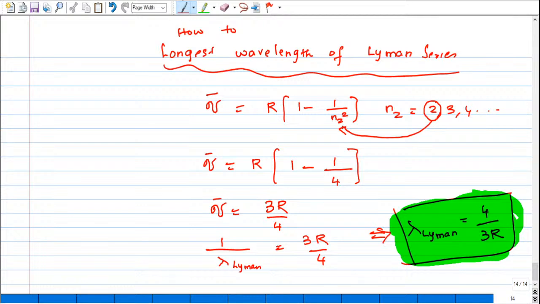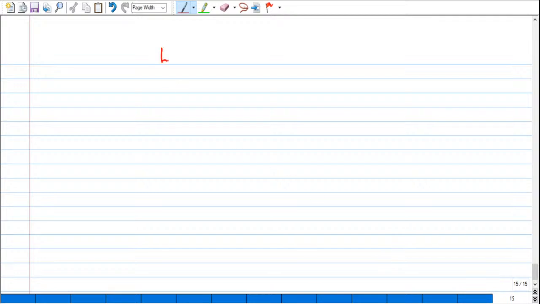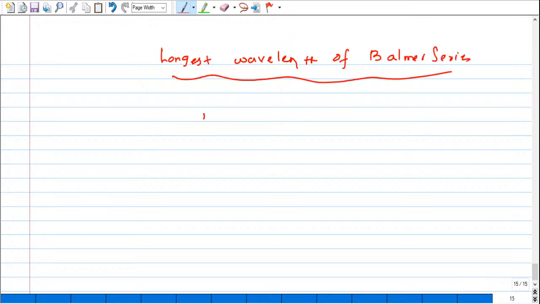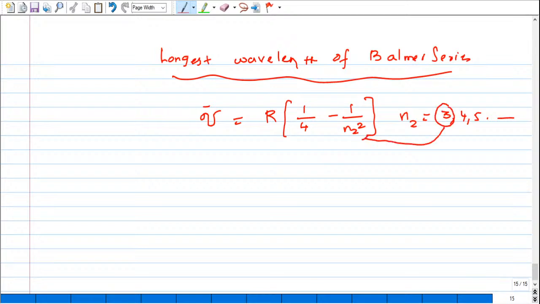Similarly, find the longest wavelength of the Balmer series. Let us write down here on the next page, the longest wavelength of the Balmer series. First, let us write the wave number. What is the wave number for Balmer? It is nu bar equal to R into 1 by 4 minus 1 by n2 squared. The value of n2 you know very well, it is 3, 4, 5 and so on, greater than 2. Now, let us encircle this number and substitute here for finding the longest wavelength.